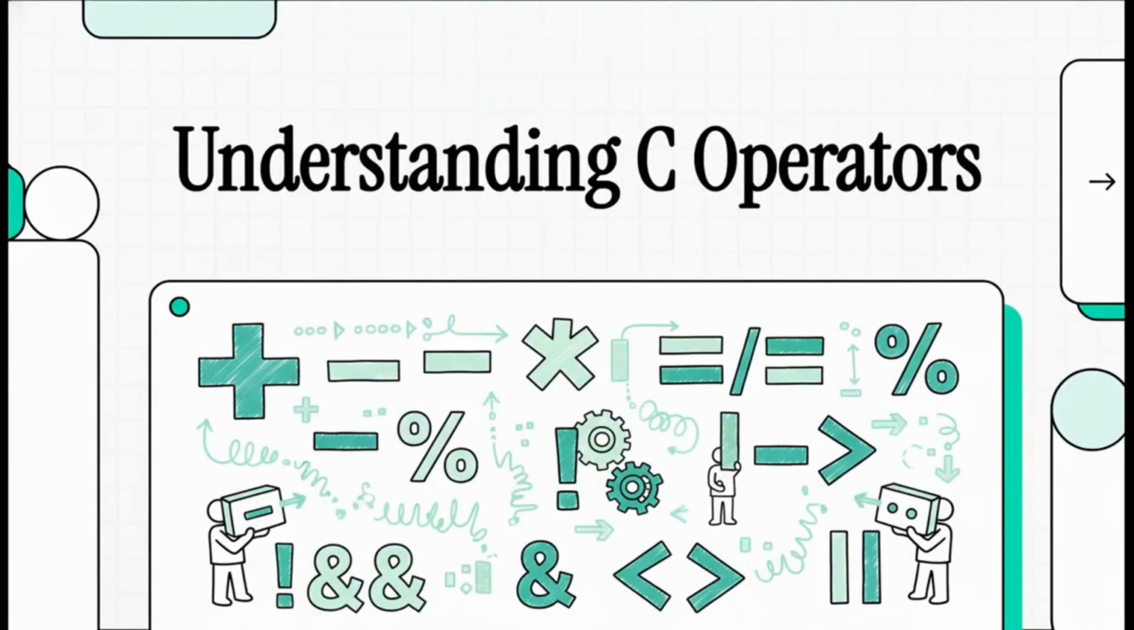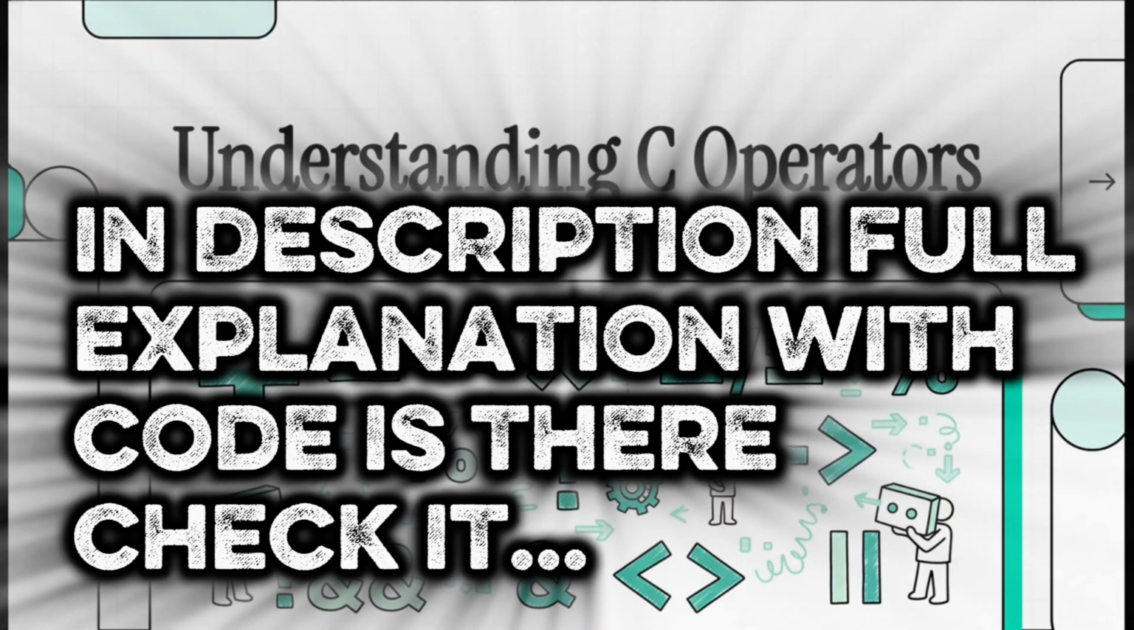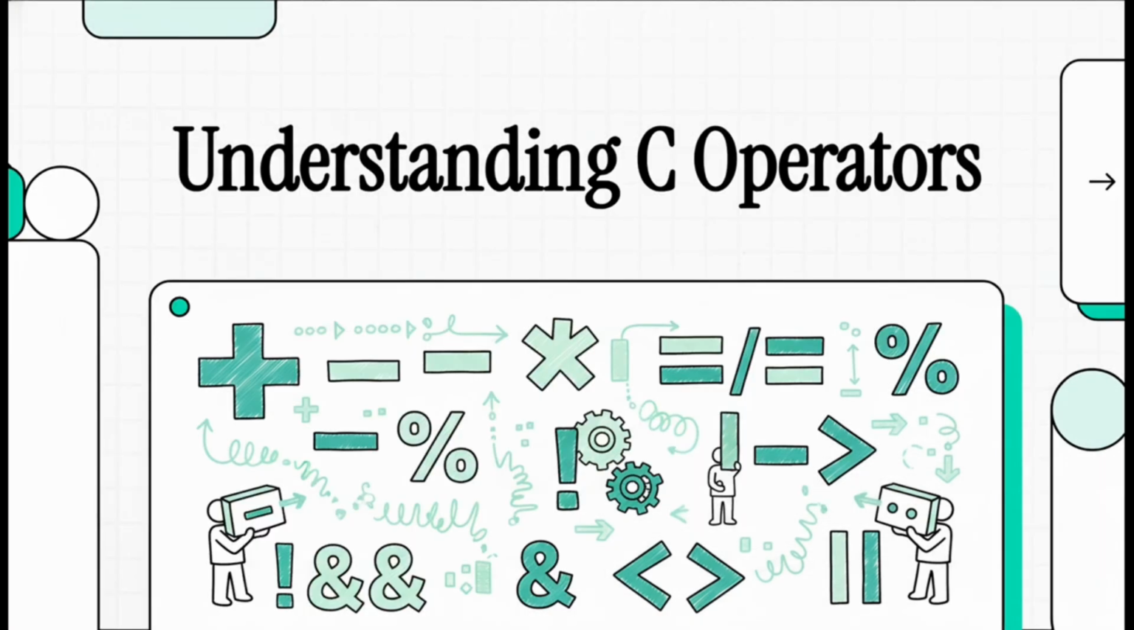So what if I told you that every single decision a computer makes, I mean everything from a simple calculator app to the most complex video game logic, really just boils down to a handful of simple symbols? That's what we're digging into today. C operators. These are the absolute fundamental building blocks we use to tell a computer what to do. Let's get right into it.